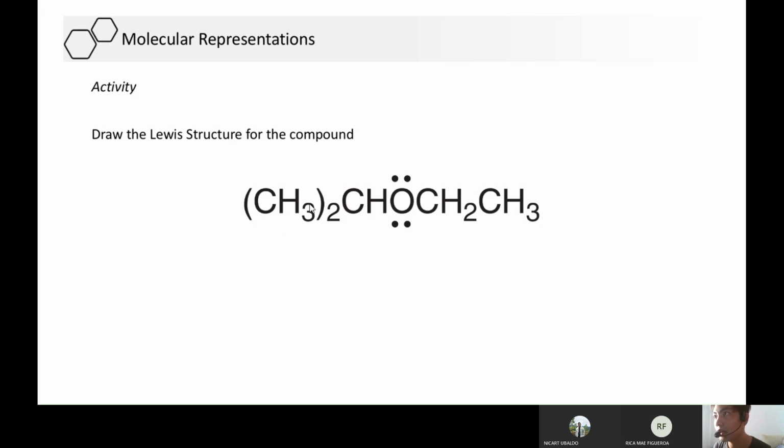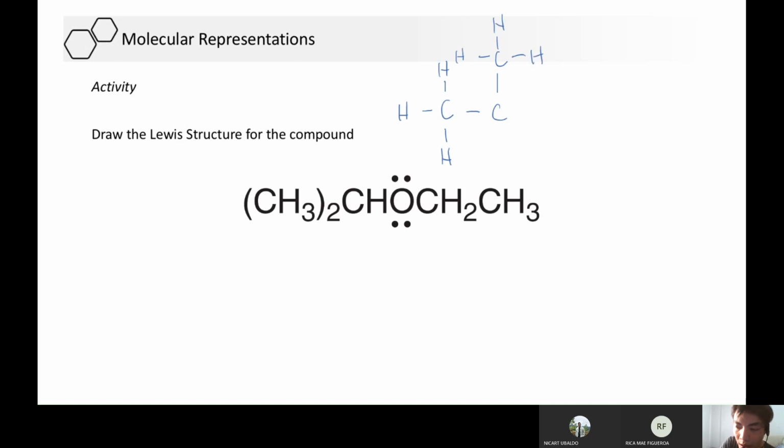First, we have two CH3s. So, we have 2 CH3s, and those CH3s are bonded to this carbon. That is the first CH3, and I will put the second CH3 here. There.